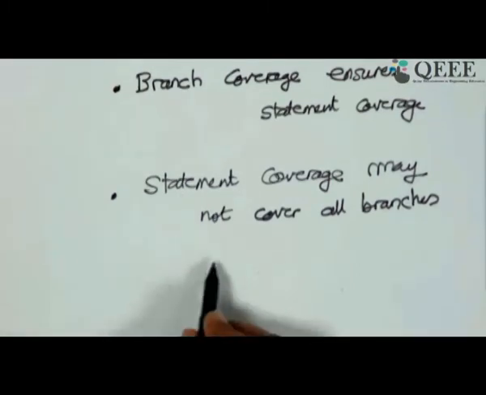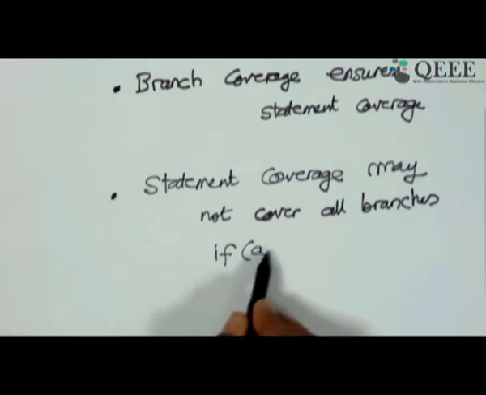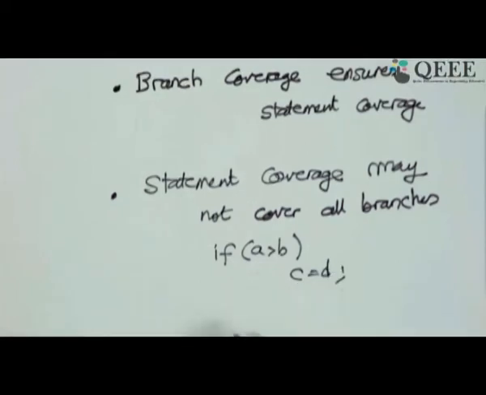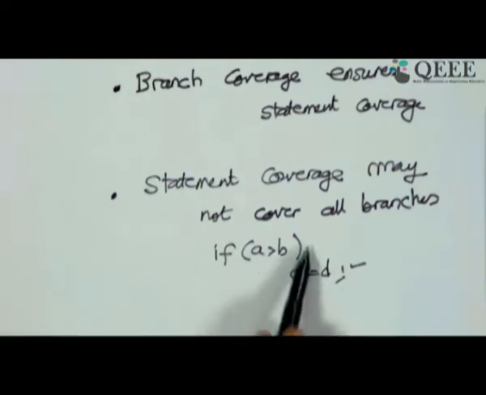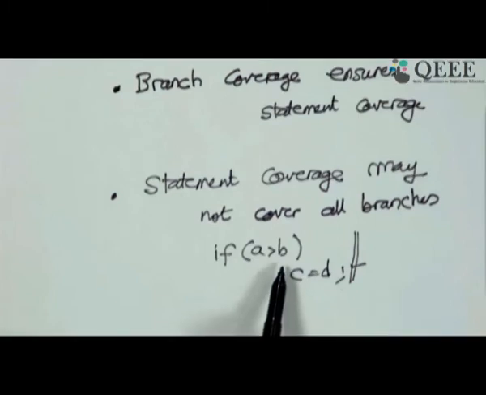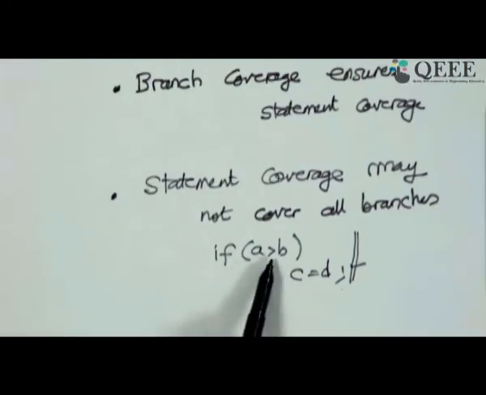So the simplest example for this may be: if A greater than B, C equal to D. So here, as long as A is greater than B, just one test, this will get executed. So statement coverage is achieved for this program, but branch coverage is not achieved. We have not tested what happens when A is less than or equal to B. So for branch coverage, we need another test case. So branch coverage is a stronger testing than statement coverage.